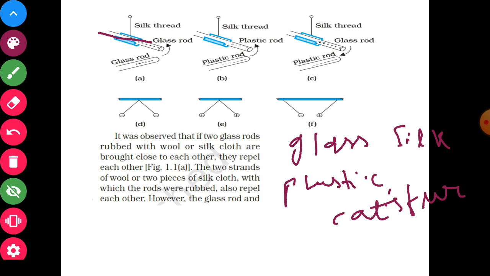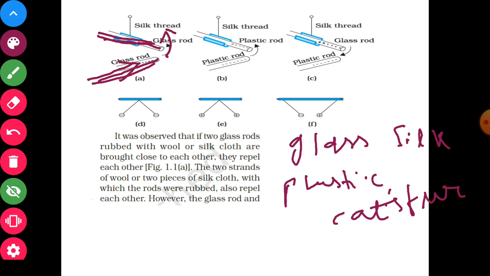Now this glass rod which is tied with the silk thread will be repelled, or it will go away from the glass rod which you are bringing close to it. So we can say both these rods have like charges. So like charges repel, as you know.